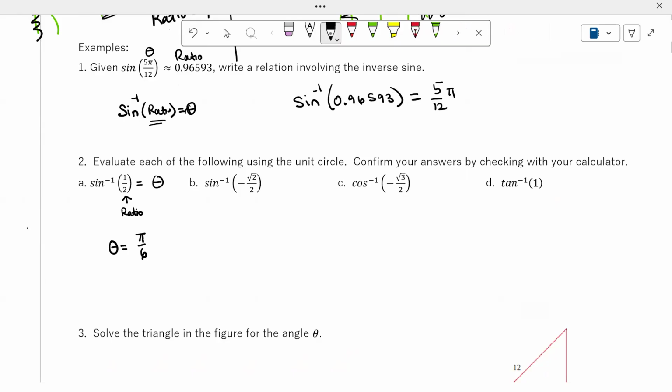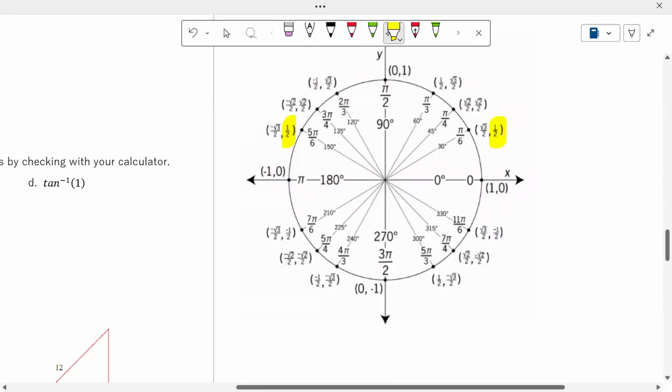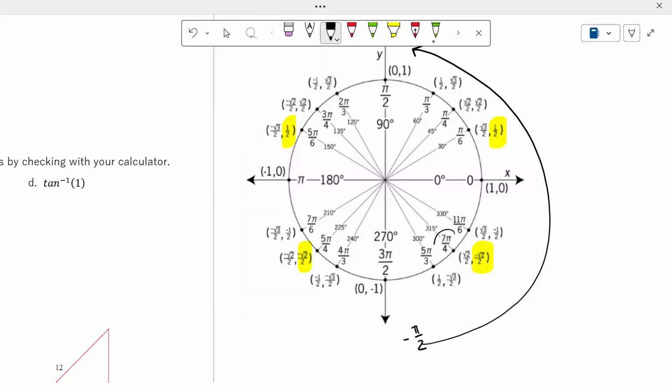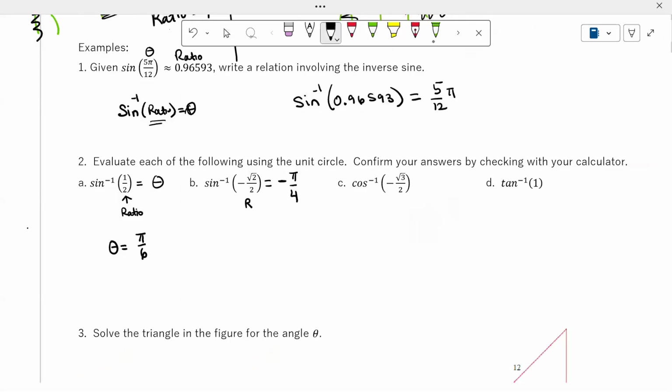Okay, let's go to this next one. Inverse sine of negative root 2 over 2, that is a ratio. So we are looking for that ratio. Negative root 2 over 2 is here and here. We're not allowed to map back to both. For sine, we're only allowed to map back to quadrant 4 or quadrant 1, and you have to give your angle between negative pi over 2 and positive pi over 2. So our answer is not going to be 7/4 pi. It's going to be negative 1/4 pi.